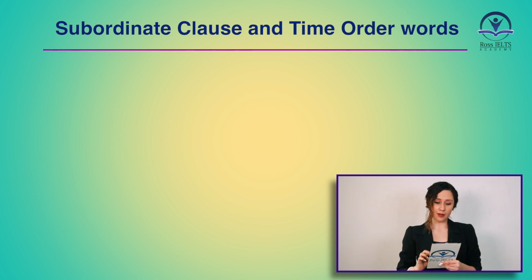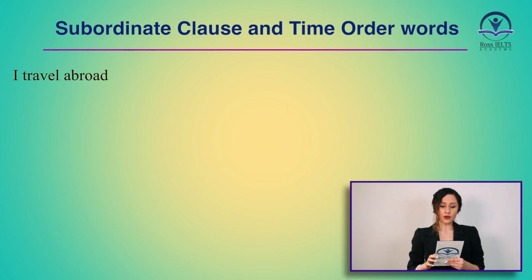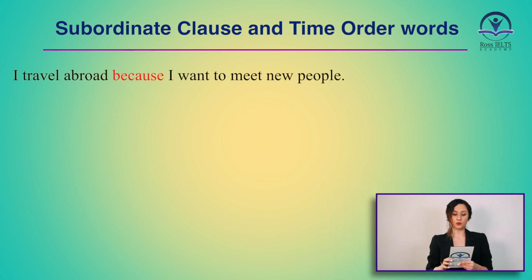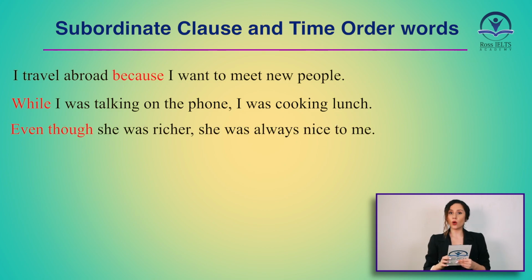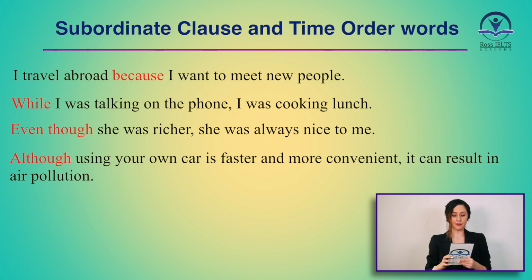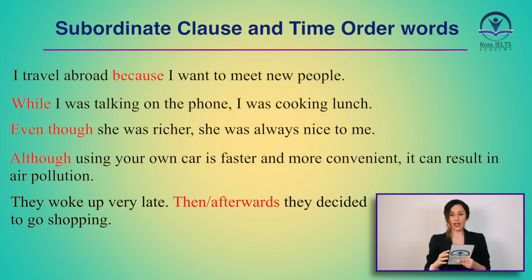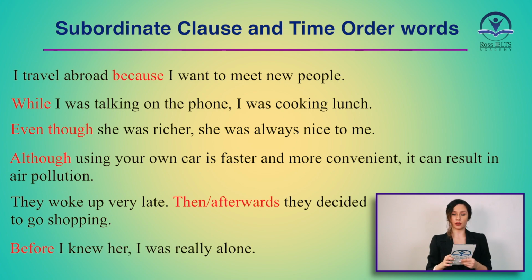Now, here we have some examples. For example, I travel abroad because I want to meet new people. While I was talking on the phone, I was cooking lunch. Even though she was richer, she was always nice to me. Although using your own car is faster and more convenient, it can result in air pollution. They woke up very late. Then, or afterwards, they decided to go shopping. Before I knew her, I was really alone.